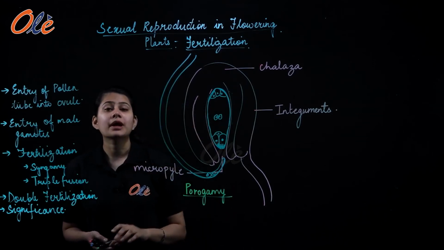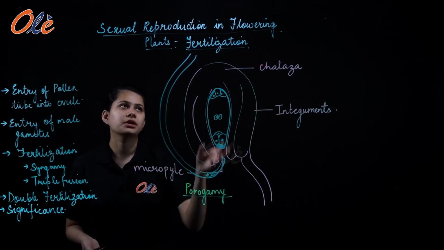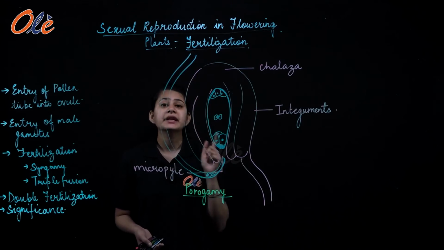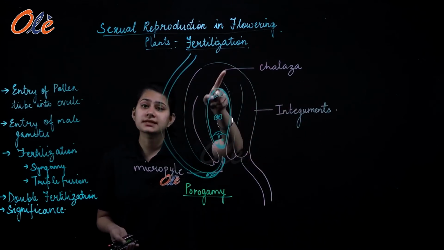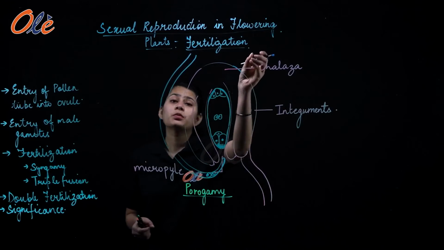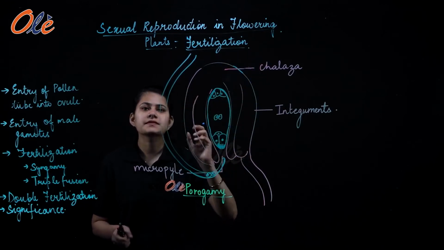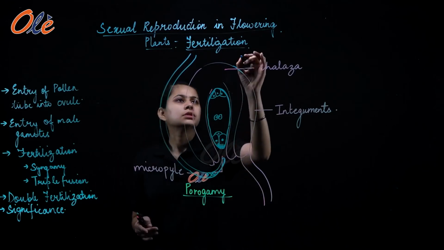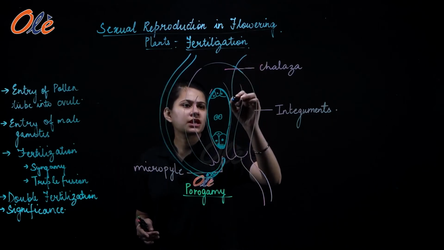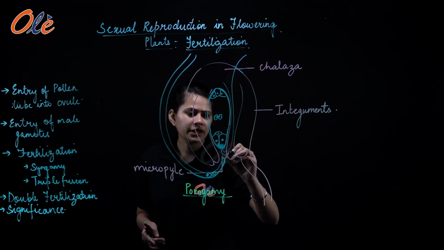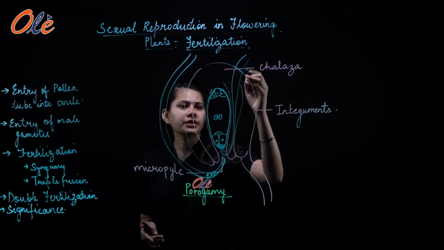Right? And porogamy is the most common kind of entry of the pollen tube which you are going to see in the angiosperms. Then the second kind of entry is from the chalazal side. So even though the pollen tube is entering from the chalazal side, obviously it has to reach the egg apparatus for fertilization to occur. So the pollen tube is going to enter through the chalazal side, but it will have to reach the egg apparatus. So that is how it will enter.